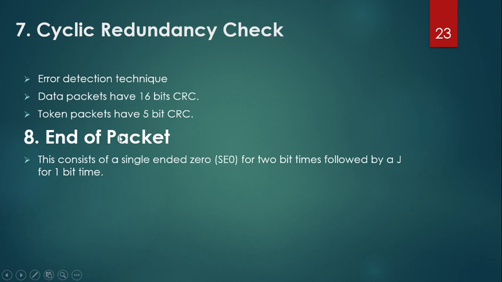So how is it indicated? First of all, it will be indicated by a single-ended 0 for a 2-bit time period, that is, for 2-bit times, single-ended 0 will be indicated, followed by a J for a 1-bit time. So this indicates that it is the end of a packet.